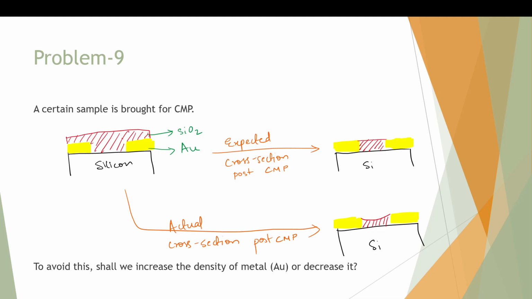Okay, a certain sample is brought for CMP, right? This is a sample that they have given us for chemical mechanical polishing, and after CMP they expect the profile to look like this, but when we actually do the CMP, it is looking like this. So there is a curve here. To avoid this, shall we increase the density of metal? This is the gold metal here. Should we put dummy gold so that the gold density increases, or should we decrease the density of gold?